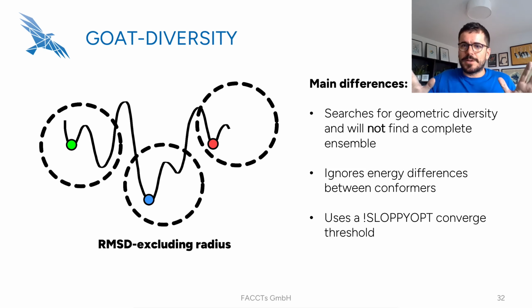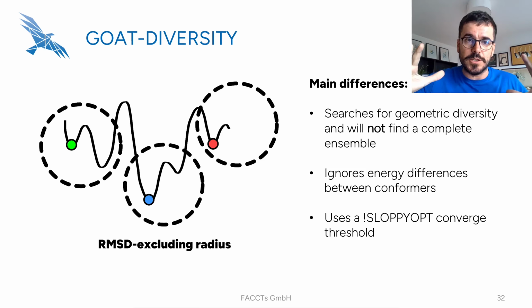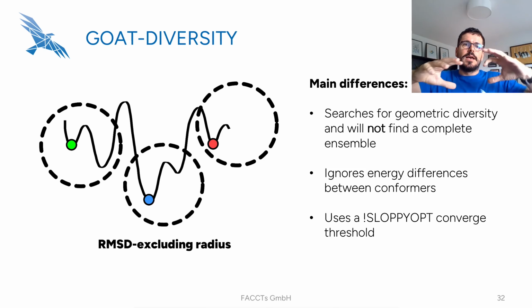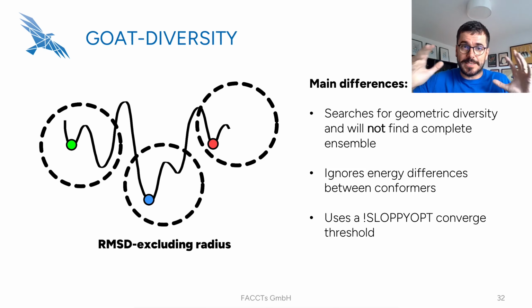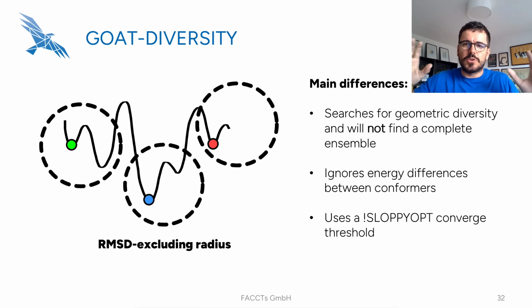And there's another option I want to finalize, which is called GOAT diversity. The idea here is to do the conformer search, but not to find the global minimum necessarily, but to find a set of the most diverse possible ensemble. So basically what we do is we create an RMSD excluding radius. So you find a conformer and you exclude all conformers that have a certain RMSD around that.